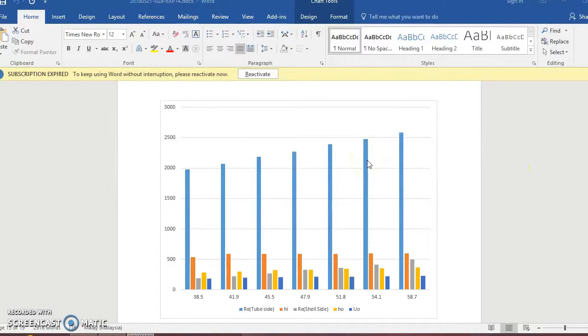Lastly, we will show you the graph that we made from the calculation that we have done.